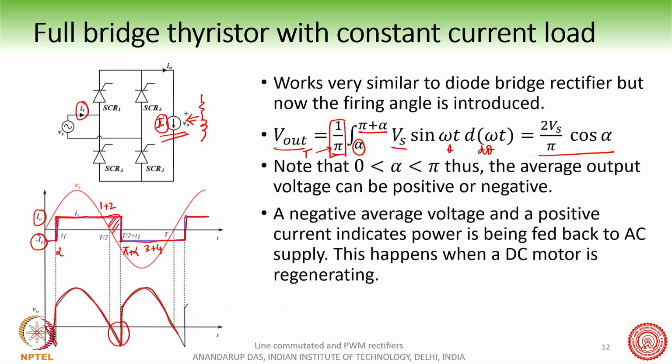So the output here, since alpha is between 0 and pi, we can say that the average output voltage can be positive or negative. You can make the average output voltage less than 0 even. It is possible. Of course you will have greater than 0 possible. Now what does that mean? So basically this is where the average output voltage comes here, a negative average voltage and a positive current.